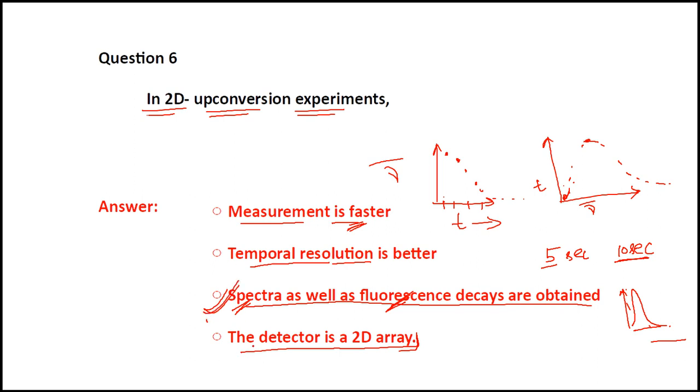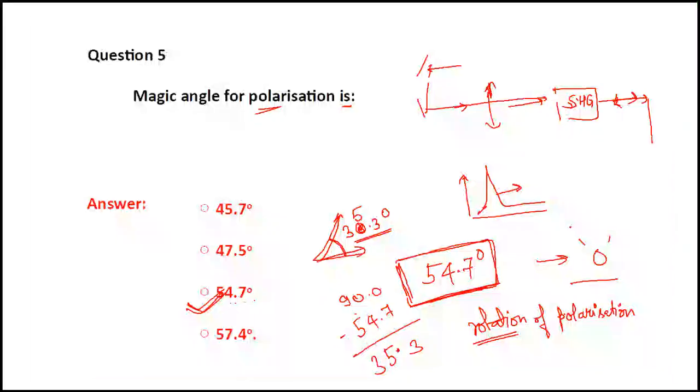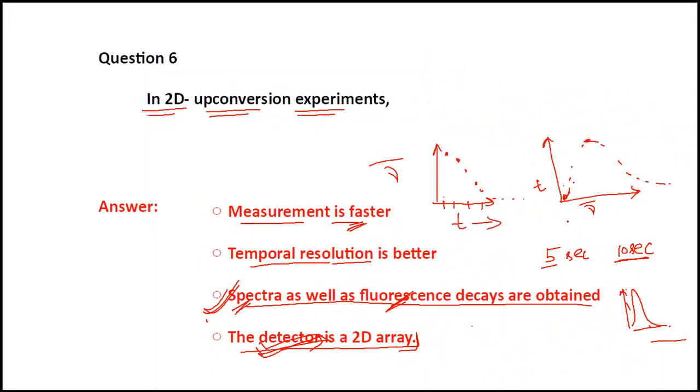And talking about the detectors, in the upconversion experiments you do not need a highly sensitive or very efficient detector. A simple 1D array of detectors can also work. Simple detectors like photomultiplier tubes can work in the case of the upconversion spectrometer. Basically, simple detectors can work because there is no time barrier here, so you do not need very fast detection, and simple detectors can be used for the measurement.